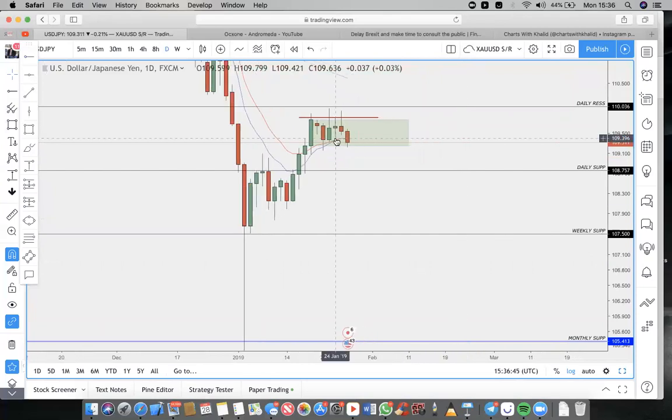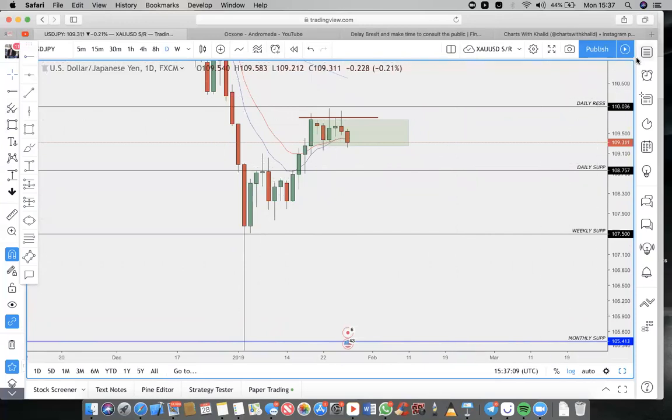The reason why I'm saying short is we've had that big impulse to the downside. We've had a correction, and price is just rejecting this whole area here. It is failing to close above the 109.8 area. So that's an indication that price action is exhausting, and we could probably see another sell-off.